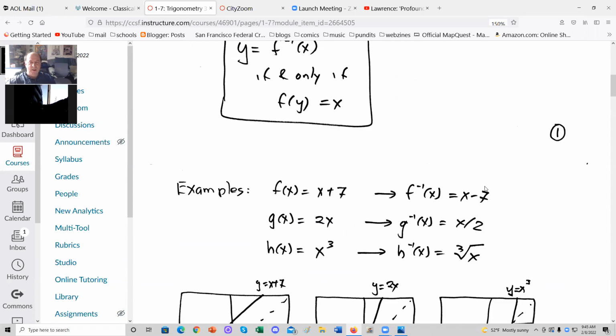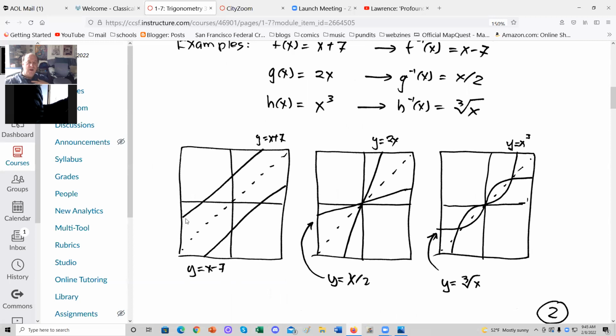So, for example, if f of x is x plus 7, then its inverse function is x minus 7. The inverse of adding 7 is subtracting 7. If g of x is 2x, then g inverse of x is x over 2. The inverse of doubling is halving. If h of x is x cubed, then h inverse is the cube root of x. The inverse of cubing is a cube root. And vice versa. The inverse of x minus 7 is x plus 7. The inverse of x over 2 is 2x. The inverse of the cube root of x is x cubed.